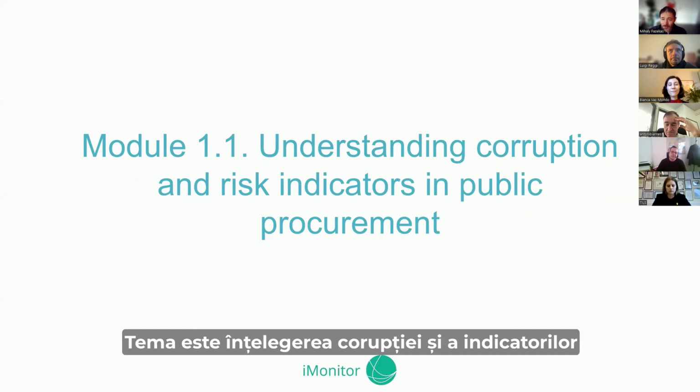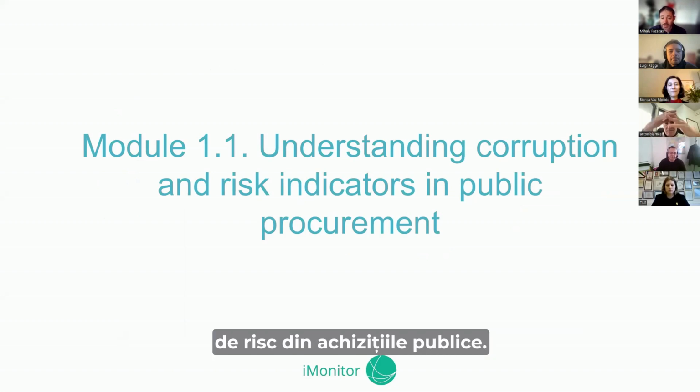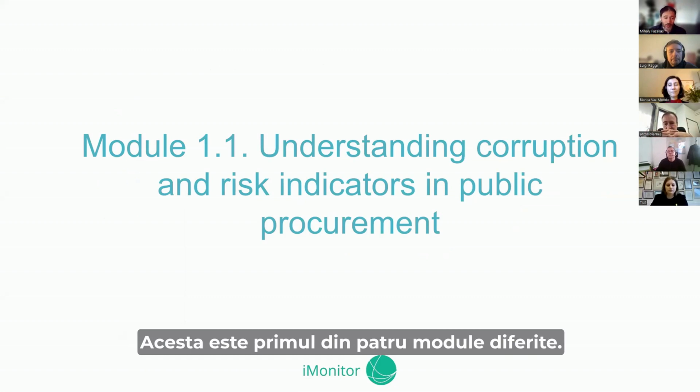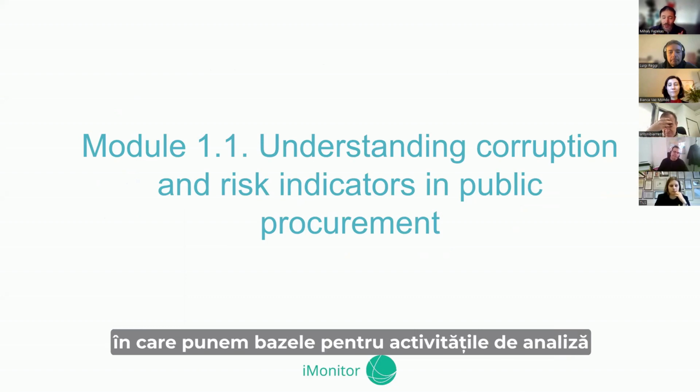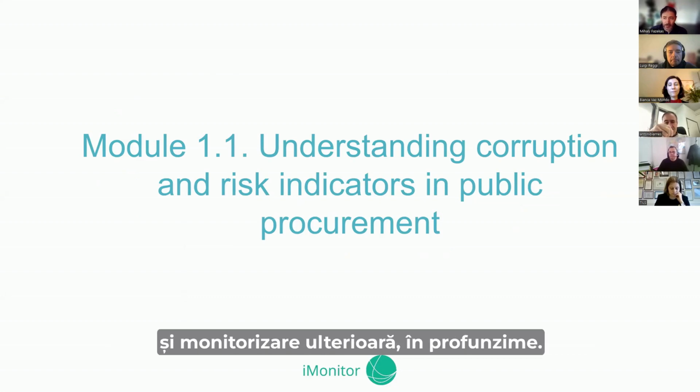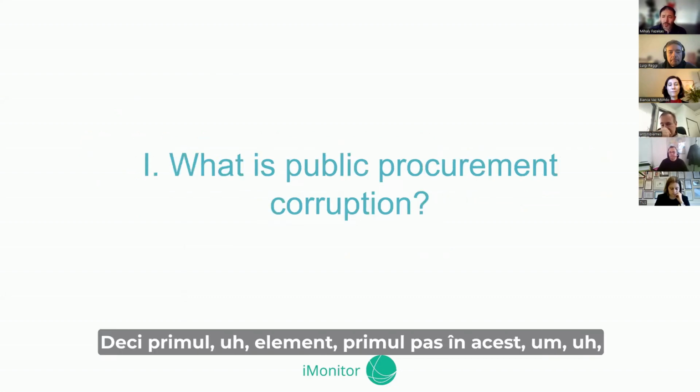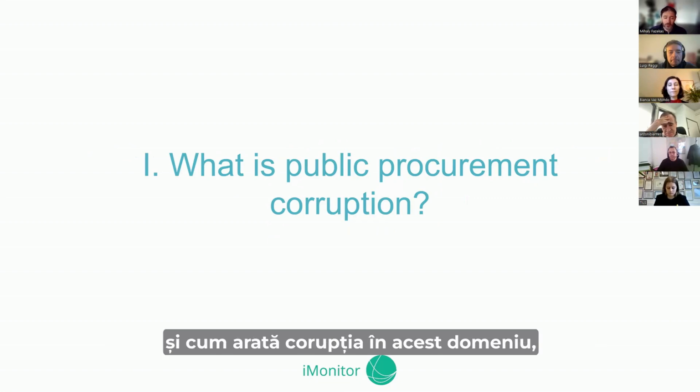The title is Understanding Corruption and Risk Indicators in Public Procurement. This is the first of four different modules. You can consider this an introductory module where we lay the groundwork for the later in-depth analysis and monitoring activities. So the first step in this module is to understand what public procurement is and what corruption looks like in this particular domain, so very specific to this area.